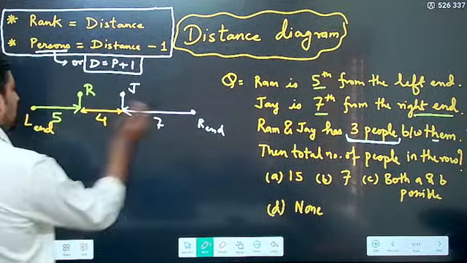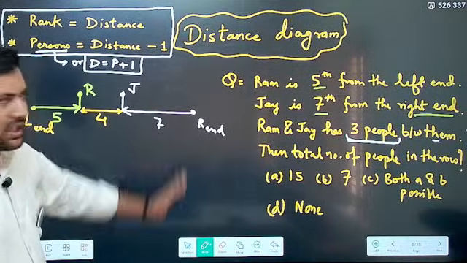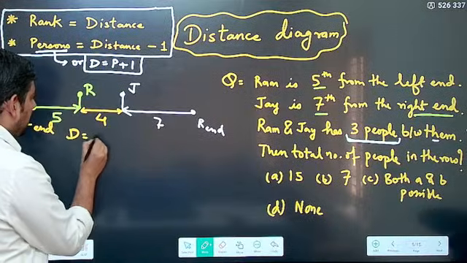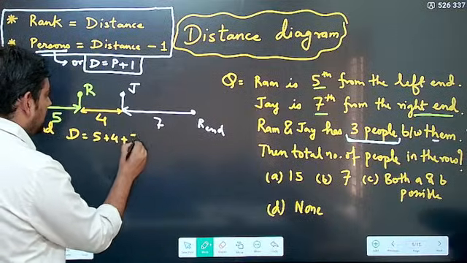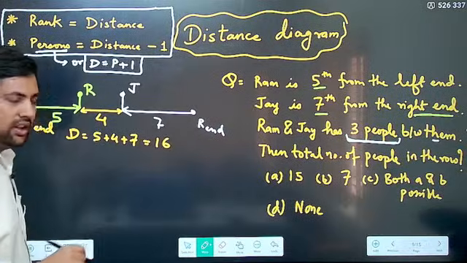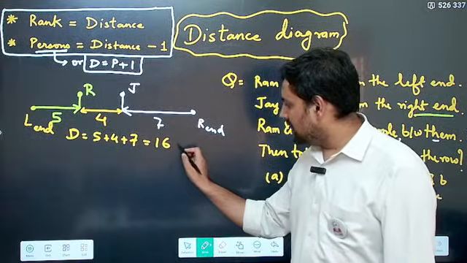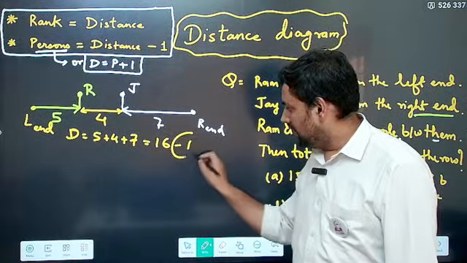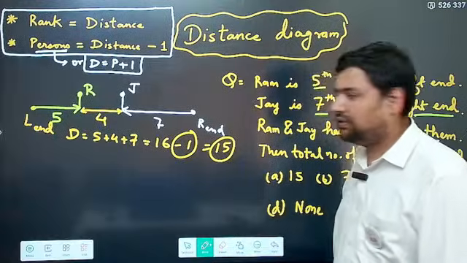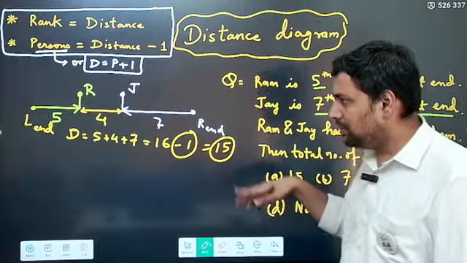That does not change even when I have to count the total number of people. So what is the total distance from this end to this end? 5 plus 4 plus 7, which is 5 plus 4 is 9, 9 plus 7 is 16. But this won't be the answer. You're looking for the number of persons. So the number of persons will be minus 1. So 16 minus 1, that is 15 will be the number of people. Okay, so it was asking you the total number of people in the row.